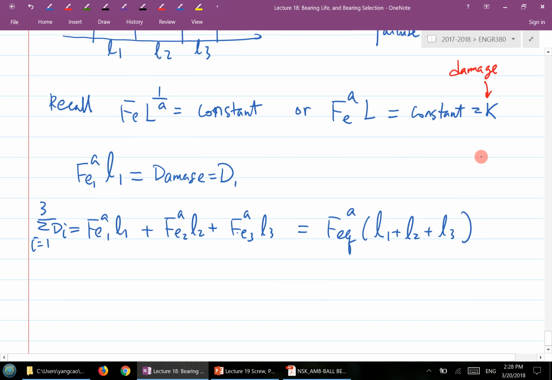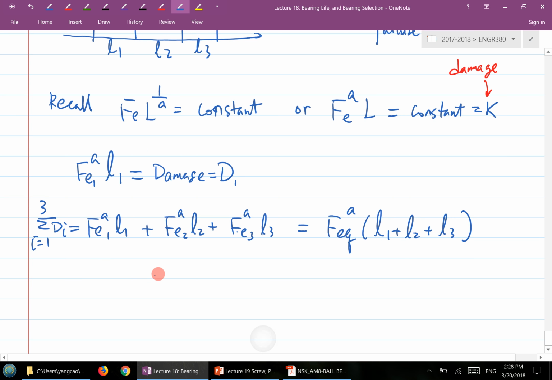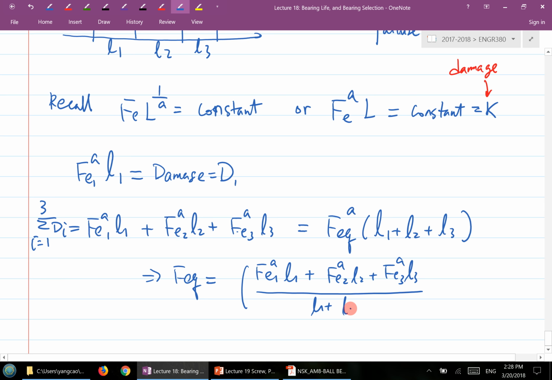Now you can see L1, L2, L3 is given, so we can solve for FEQ. If you solve for the FEQ, that's the solution. That's what you get for the FEQ, and this FEQ will do the same damage within L1 plus L2 plus L3 number of cycles.